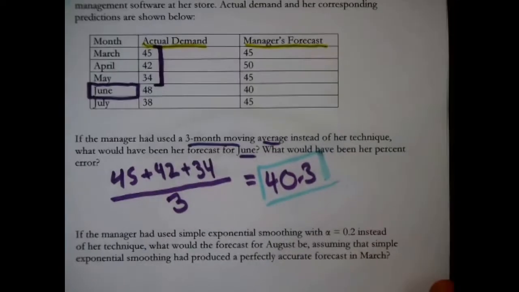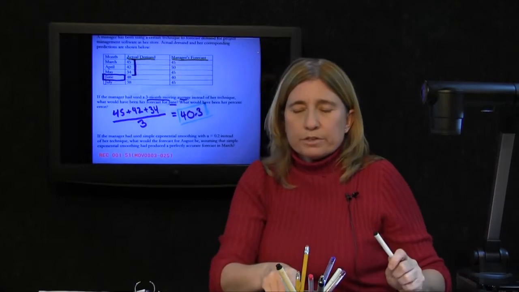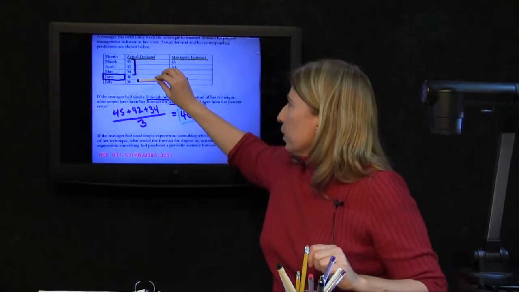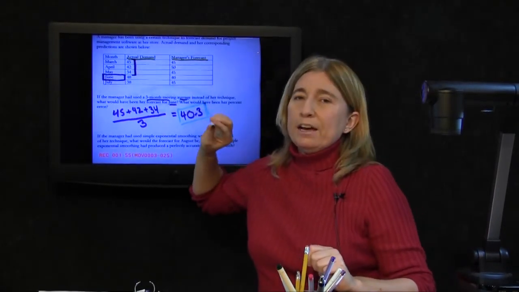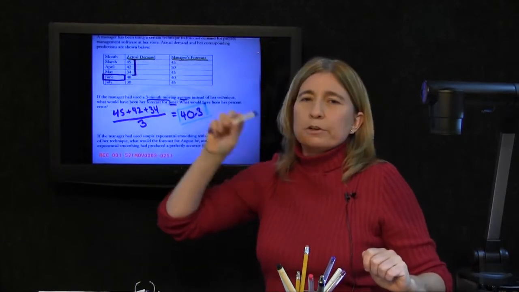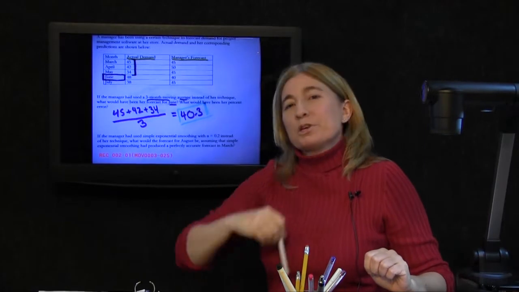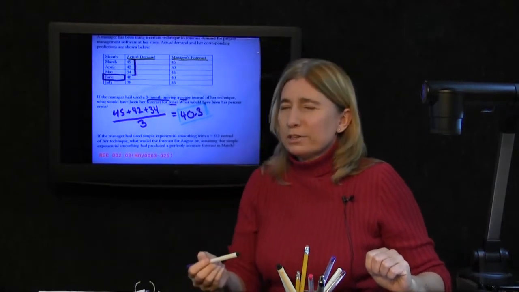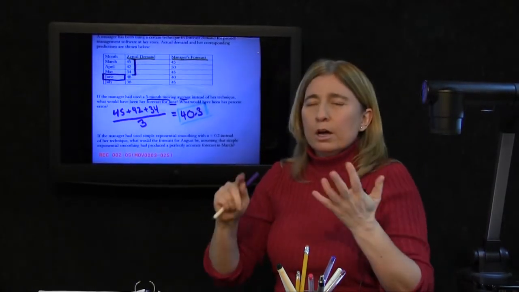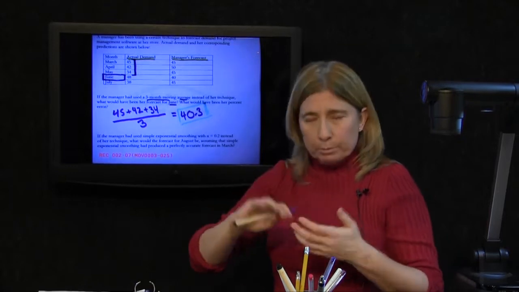Now that is pretty straightforward. Why am I stressing that? Because a very common error is people will accidentally grab the 48 for June and then back up. No, you can't average in the actual for something that you're trying to forecast and it hasn't happened yet. Anyway, so it's just May, April, March.